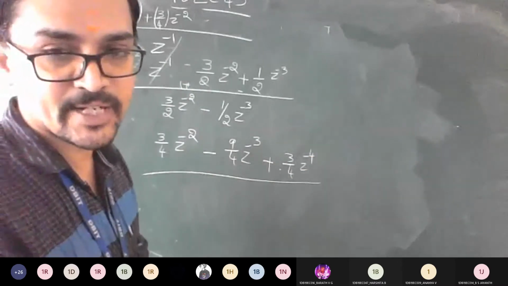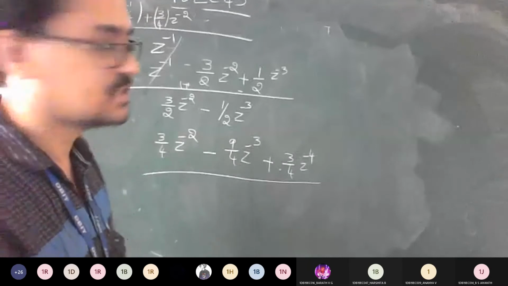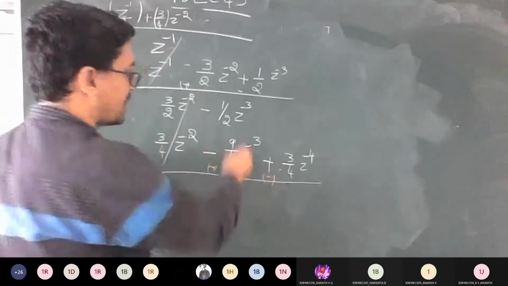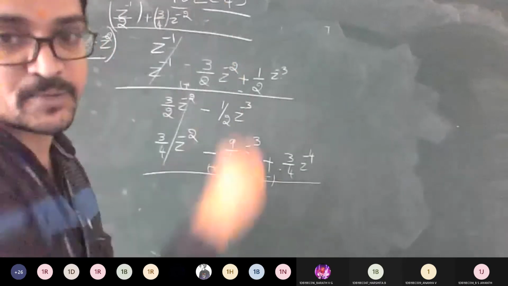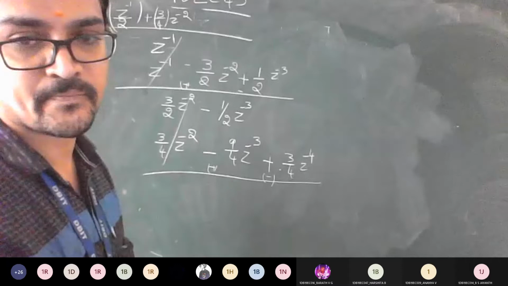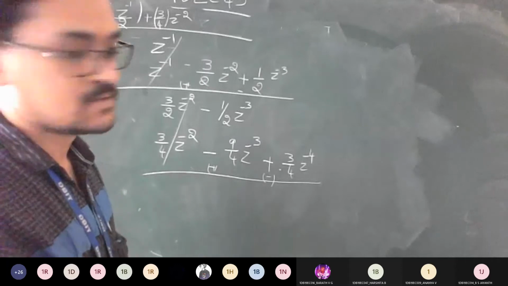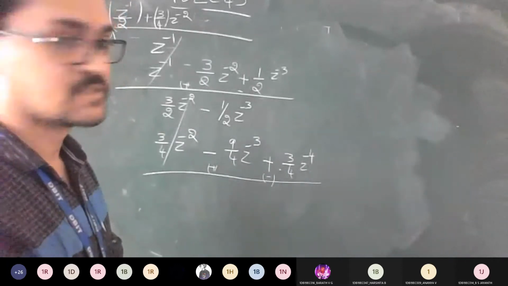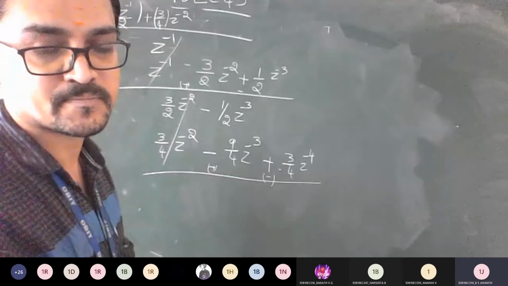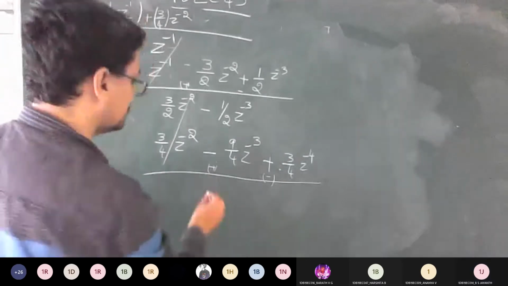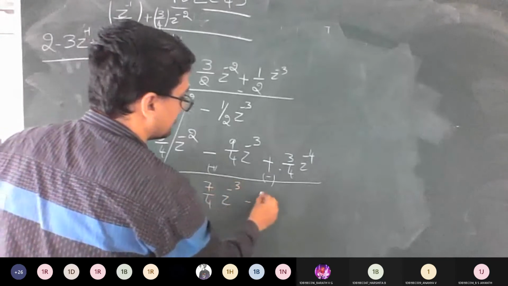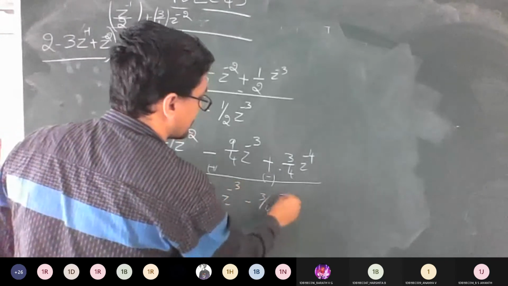I hope you understood this one. Proceed. Subtract this. This is going to be addition, this is going to be subtraction. So 9 by 4 minus 1 by 2. How much? 9 by 4 minus 1 by 2. How much? 7 by 4. Z power minus cube and minus 3 by 4 z power minus 4.